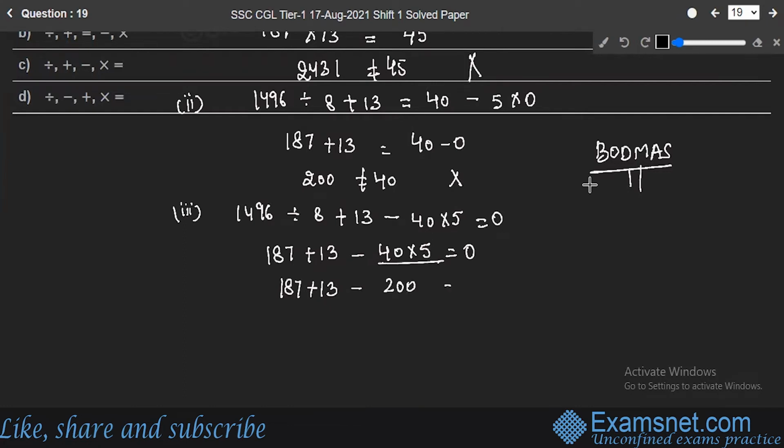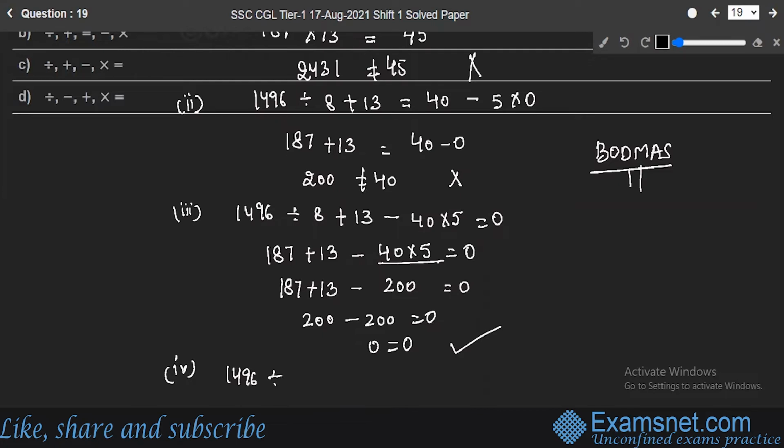So this is equal to 0. 200 minus 200 is equal to 0. So 0 is equal to 0, which is true. That means option 3 is the correct one. Let's check with the option fourth one also, the last one, so that we can be sure of our answer.